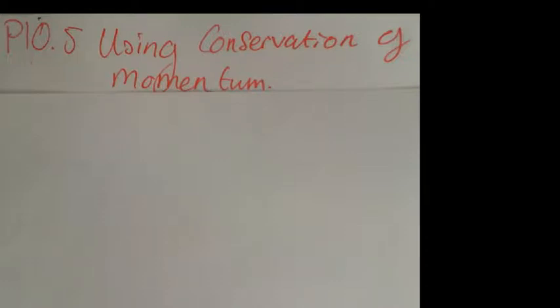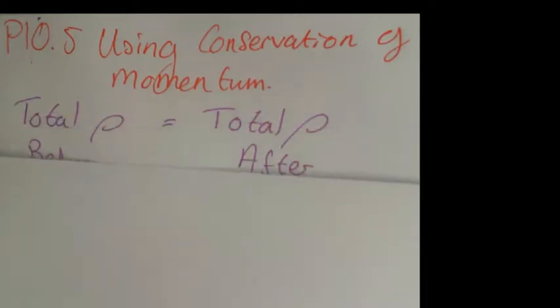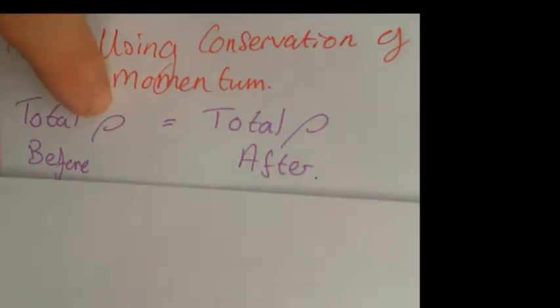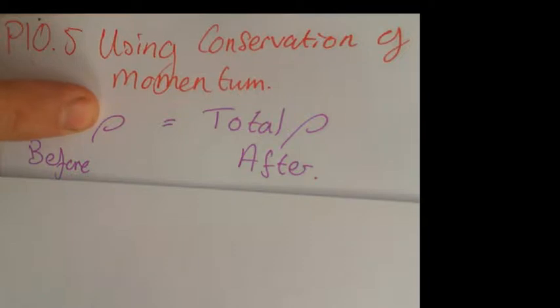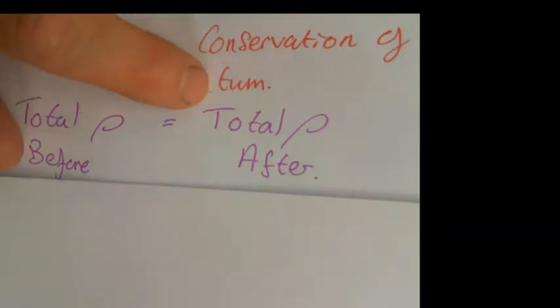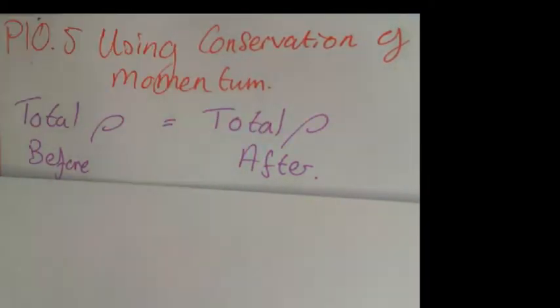Okay, so P10.5, using conservation of momentum. Last lesson you were shown one of the important conservation laws, and that was conservation of momentum. All that says is that the total momentum before, remember, the symbol for momentum is rho, equals the total momentum after. Okay, and now we're going to start using that.